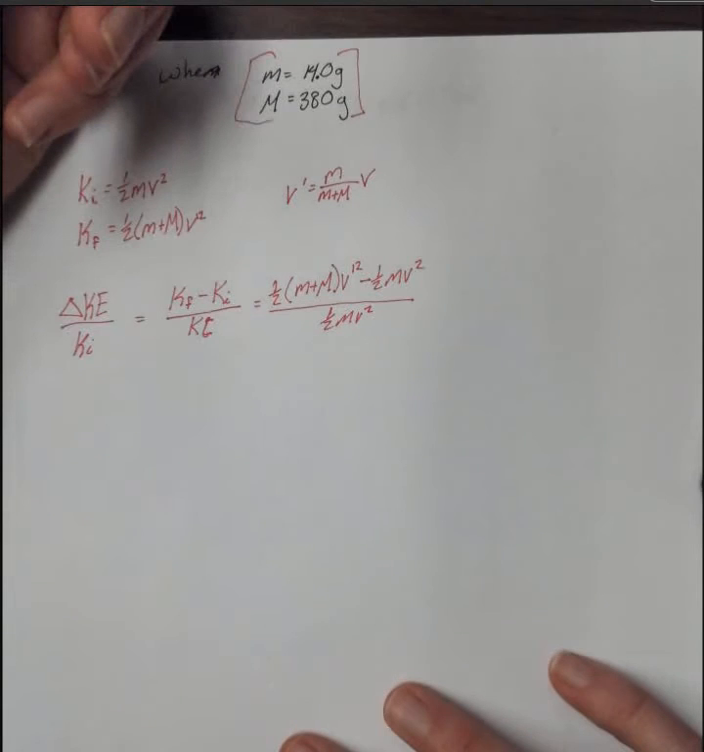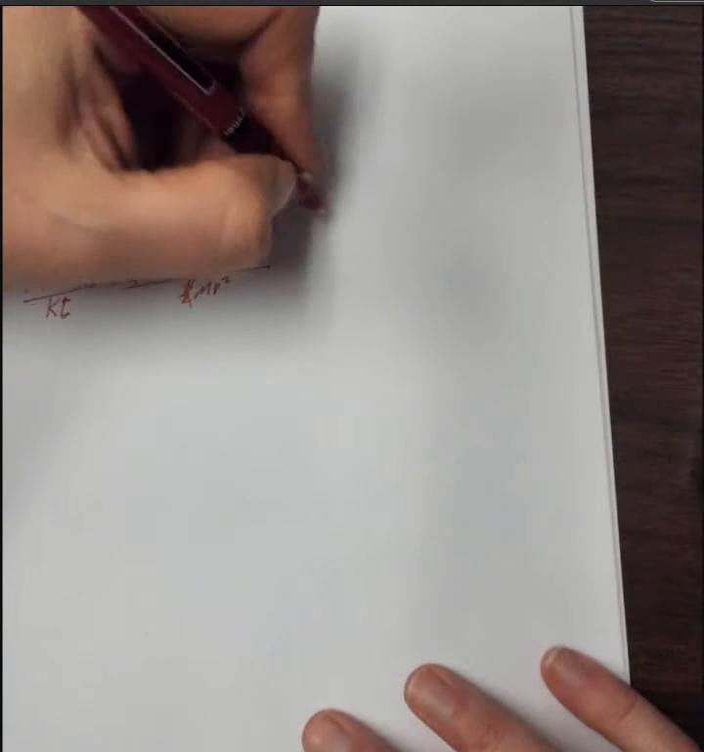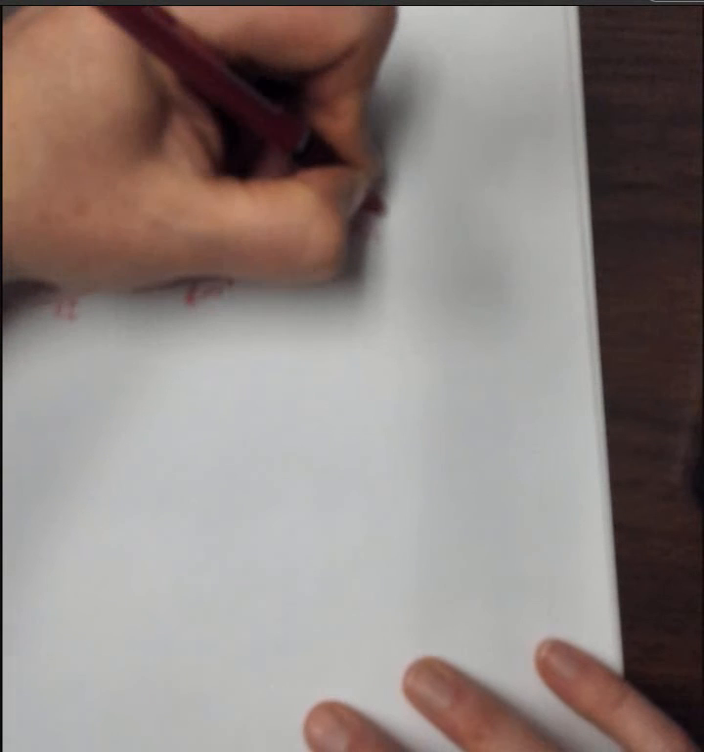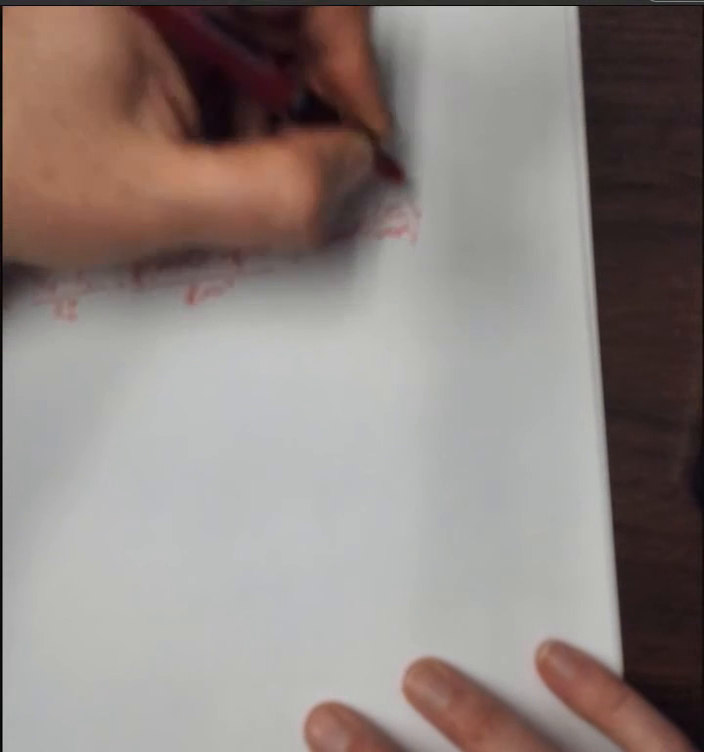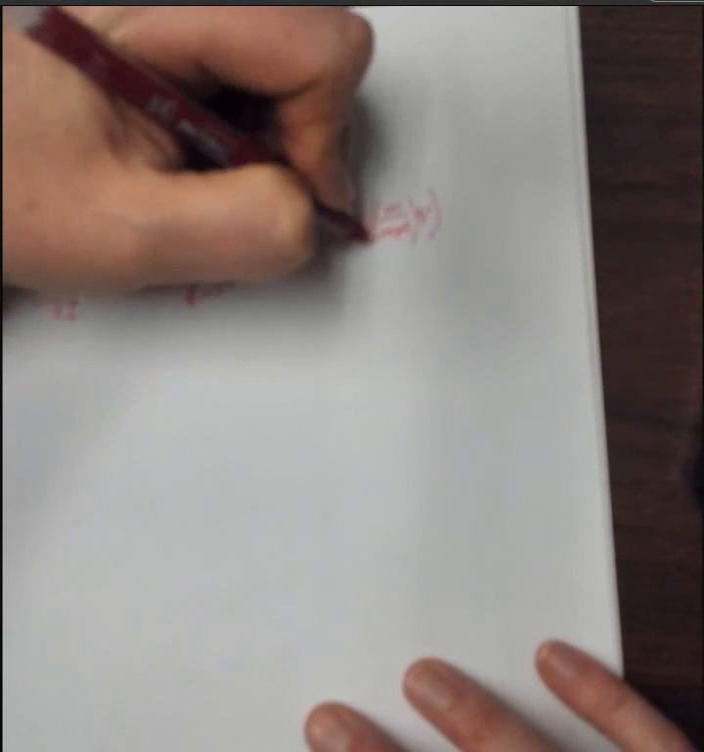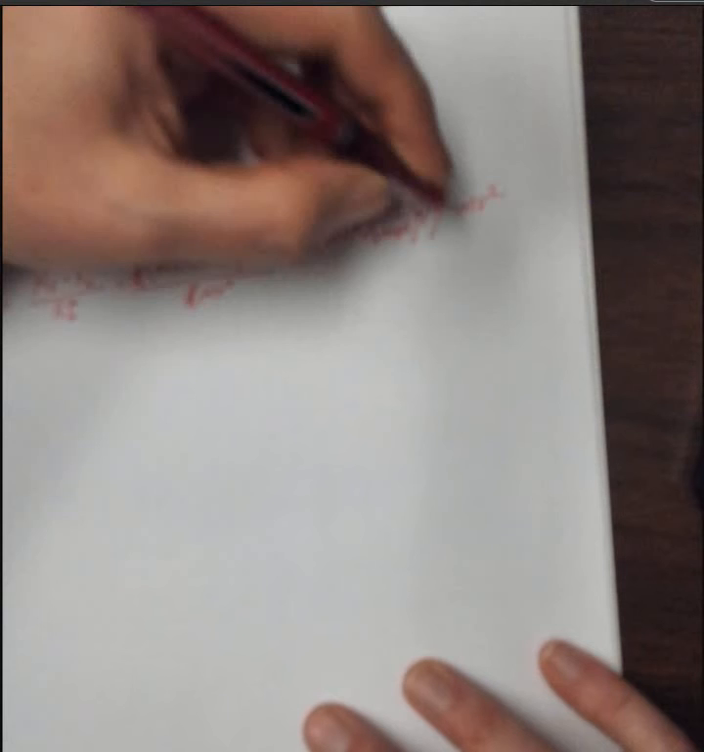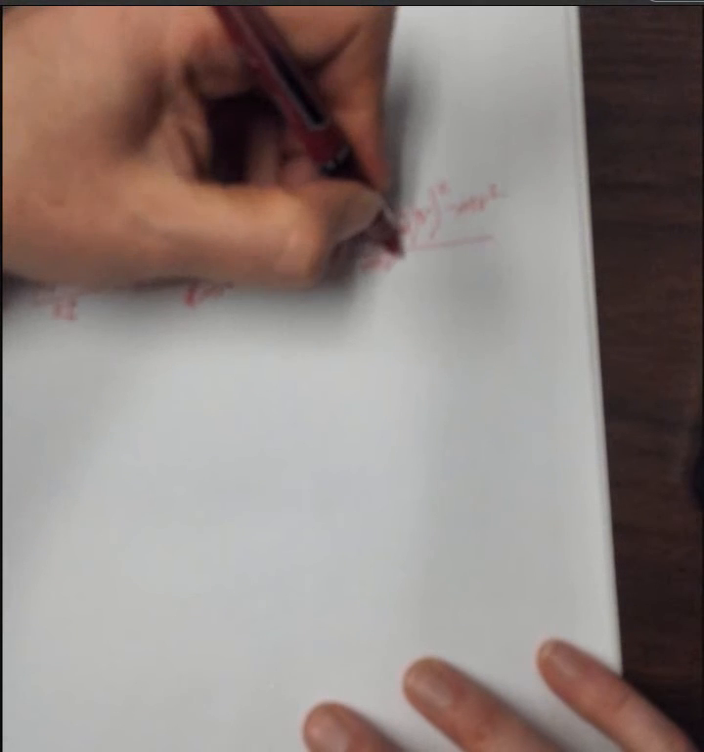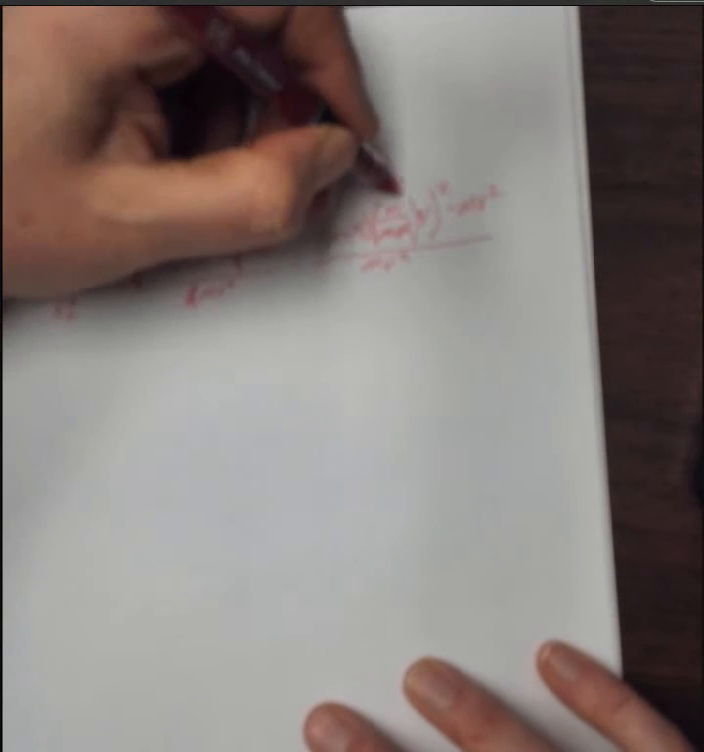Now, there's a 1/2 in every single one of those terms, so we're just going to reduce a little bit, and we get m plus M times m over m plus M times v, and then we're going to square that, minus m v squared, all over m v squared. So we've substituted in for our v prime here.